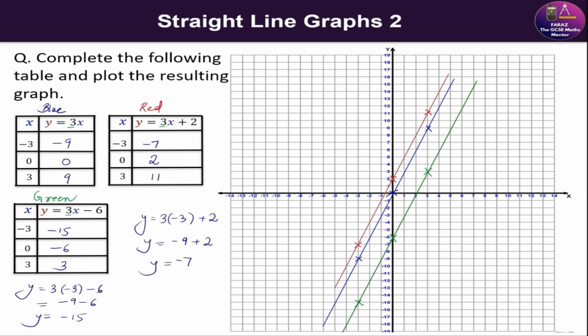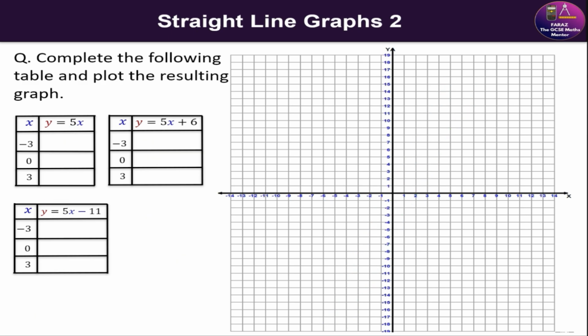This shows how adding or subtracting a number on the end of a linear equation moves the line up or down, but the steepness, the gradient, stays the same. So all these lines, blue, red and green, are parallel to each other because the gradient is the same for all of them. Final tip: if you ever see equations like this in an exam, check the coefficient of x for the gradient and the constant number for the y-intercept.